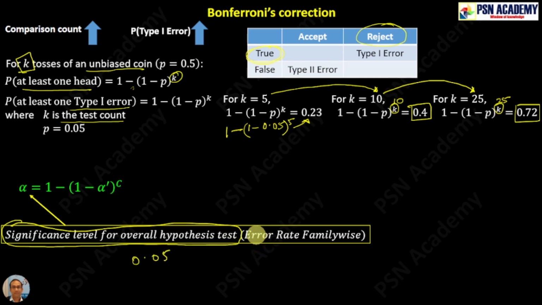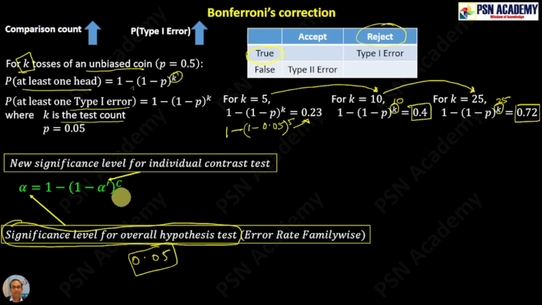Now here is another term, the family-wise error rate. This kind of error is also called the significance level. The probability of the significance level, that is alpha, is also called the family-wise error rate. And here we have alpha dashed, which is the new significance level for each individual contrast test. That means you have 2 follow-up tests, so alpha dashed will be the significance level for each of those follow-up tests, okay?